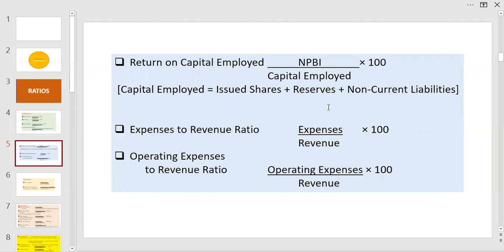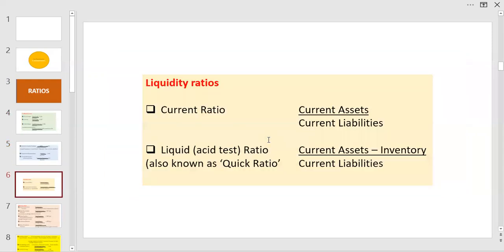Next one is expense to revenue ratio, that is expenses divided by turnover, into a percentage. This can be the total of all expenses or a certain specific expense such as administrative expenses, distribution expenses, etc. The important thing is all these definitions are consistently to be applied.